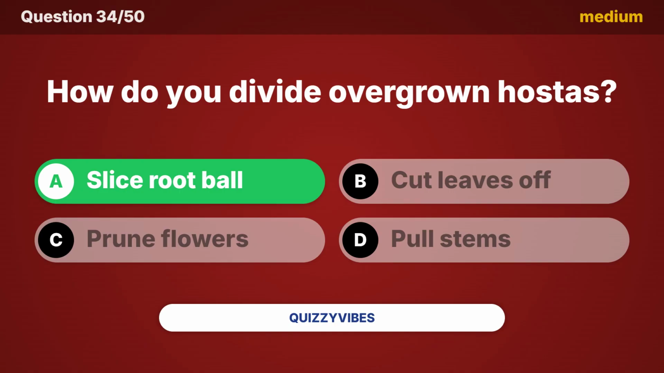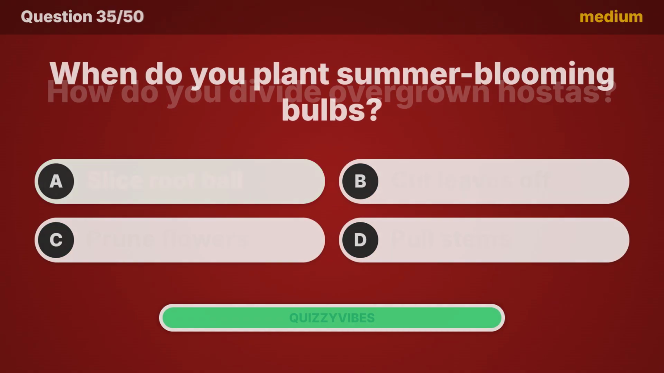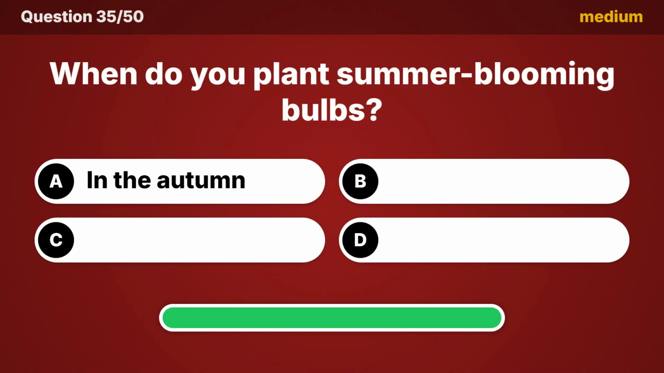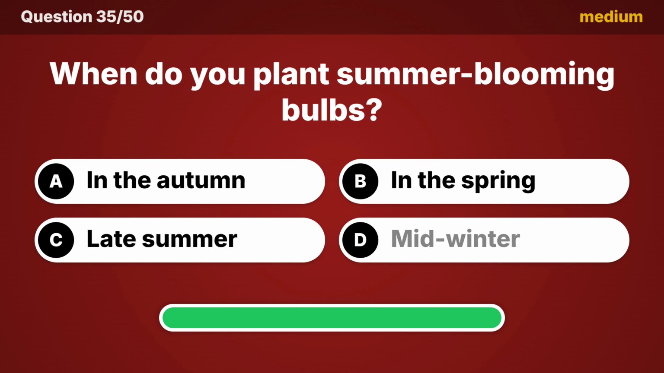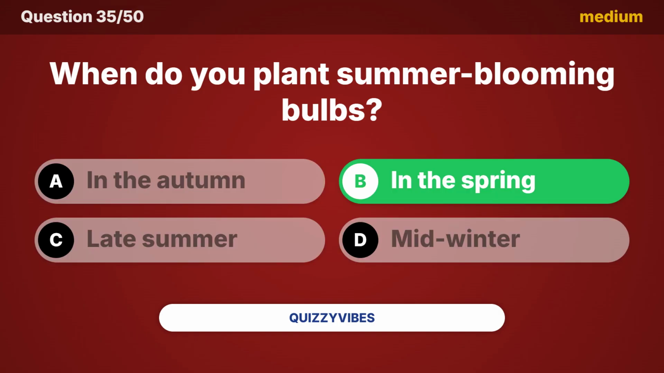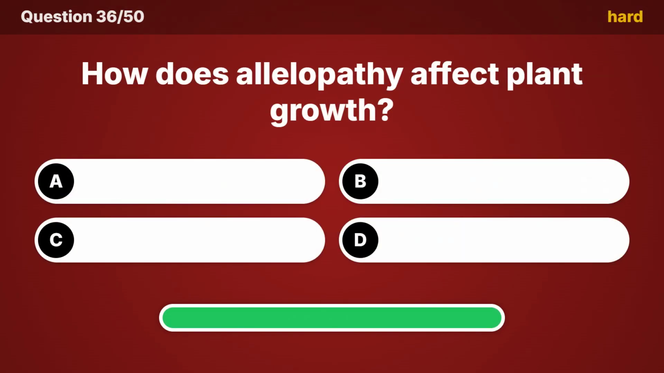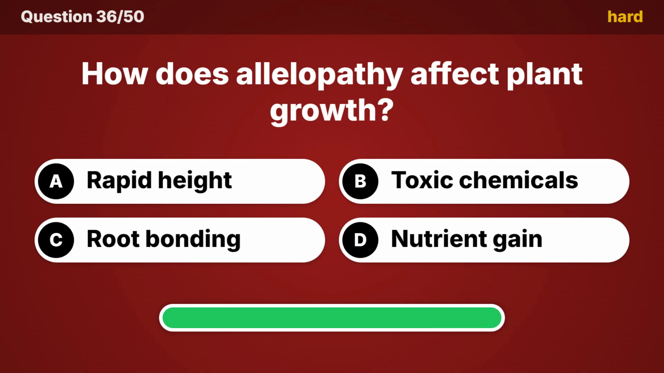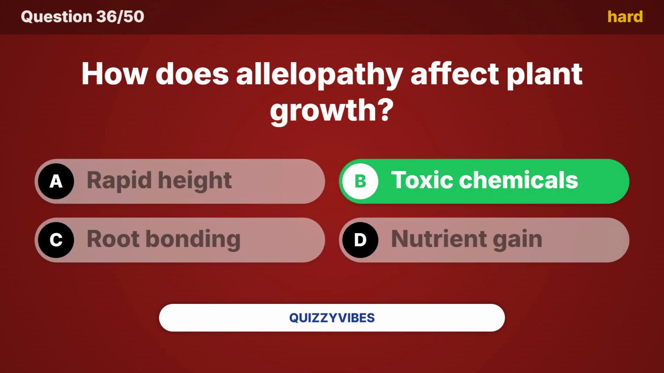Answer, slice root ball. When do you plant summer blooming bulbs? Did you guess it? The answer is in the spring. How does allelopathy affect plant growth? The answer is toxic chemicals.